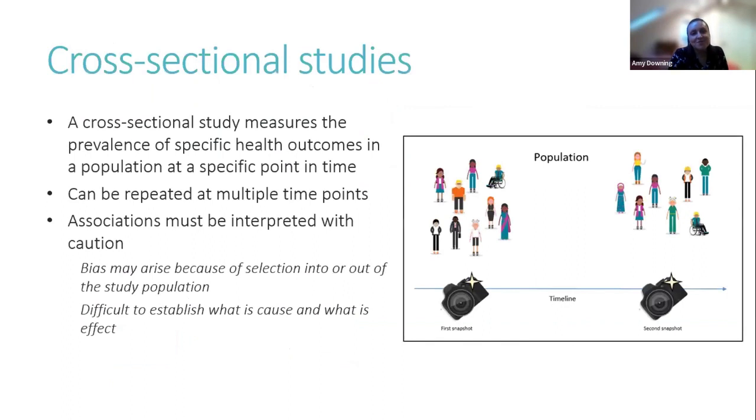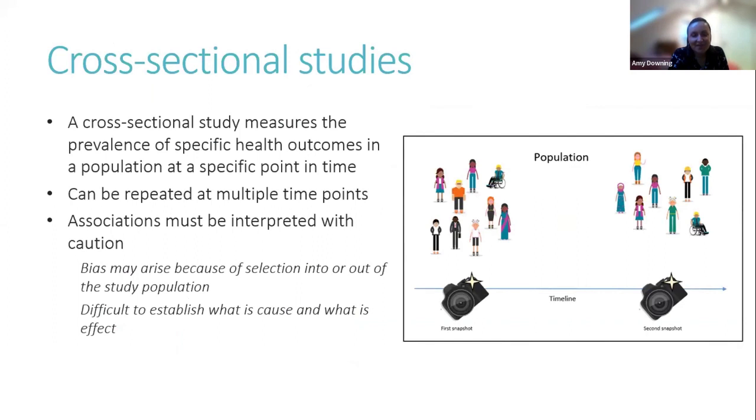The final type of study I want to highlight is a cross-sectional study. This is where you measure the prevalence of specific health outcomes in a population at one specific point in time. You can then repeat this at multiple time points and look at the trends over time. For example, the census is a type of cross-sectional study, as it's looking at a snapshot of the population every 10 years.